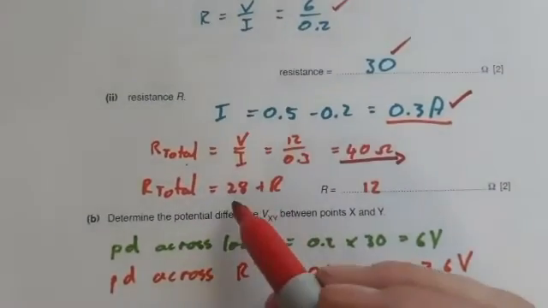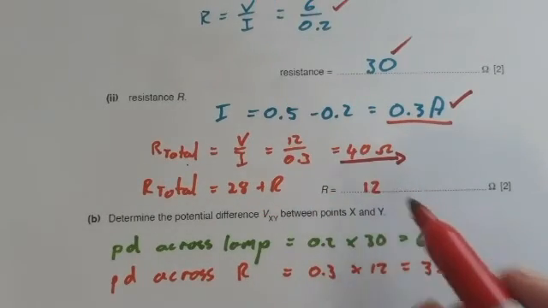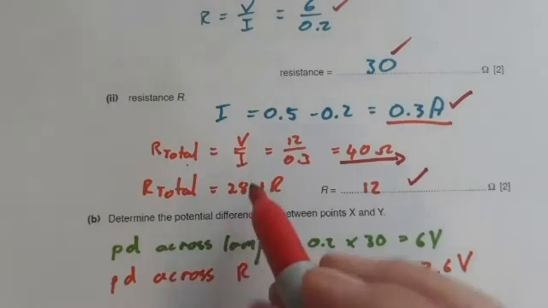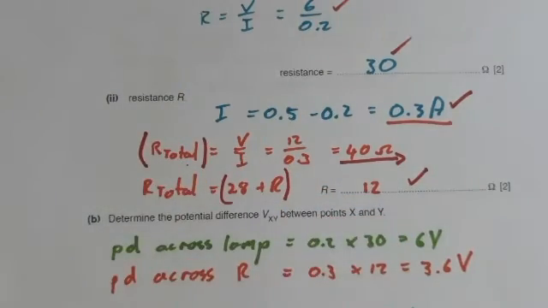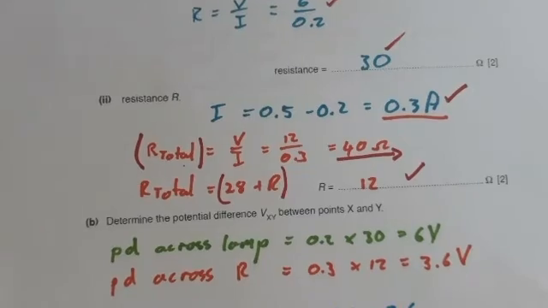If I subtract my 28 from my 40, what do I end up with? I end up with 12. You could have done it in one step by substituting that part in there and gotten it that way. It's okay. No worries about it. Question B.